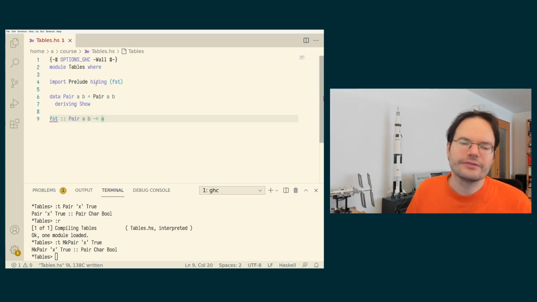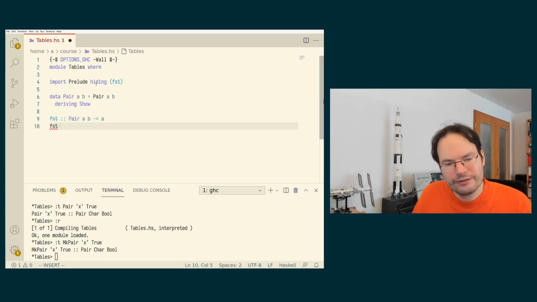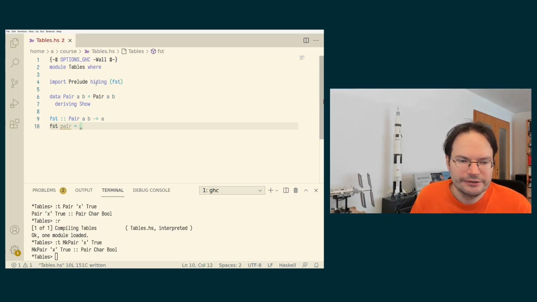So the idea is to extract the A out of a pair of A's and B's. And we can use our general pattern. We have started with the type signature. I'm introducing a name for the argument. Let's just call it pair. And just as usual, the only thing we can really do with a new data type is pattern matching. The most fundamental thing we can do is pattern matching, right?